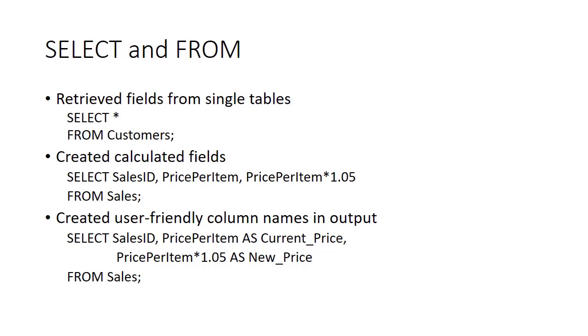We learned how to retrieve fields from a single table, select star from customers. Star in that context means select all fields from the table customers. We created calculated fields with simple arithmetic operations: plus, minus, multiplication, division. And we created user-friendly column names called aliases. In this example here, current price is an alias identified with the keyword as, and new price is an alias identified with the keyword as again here.